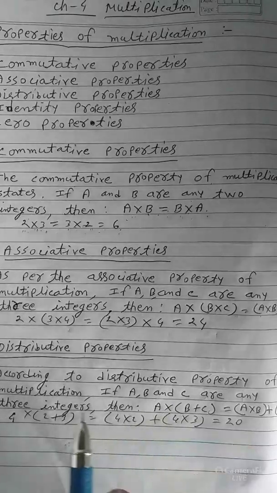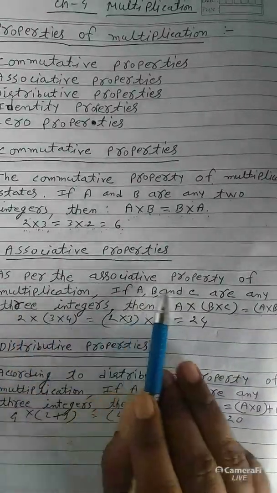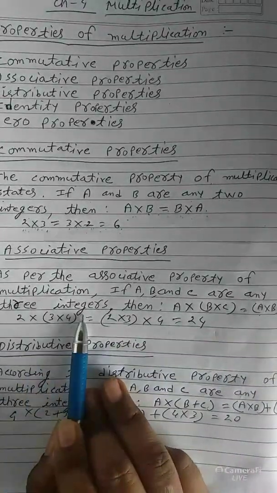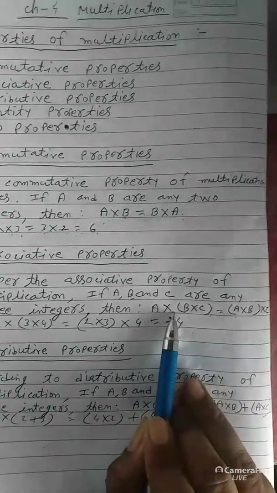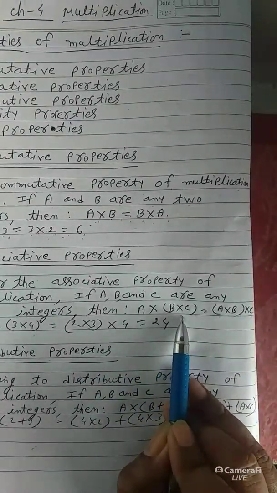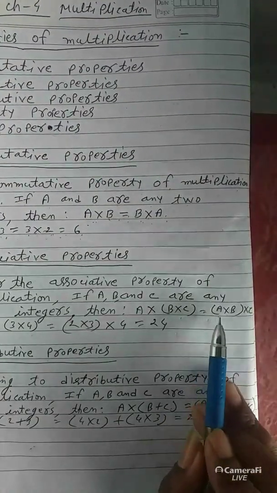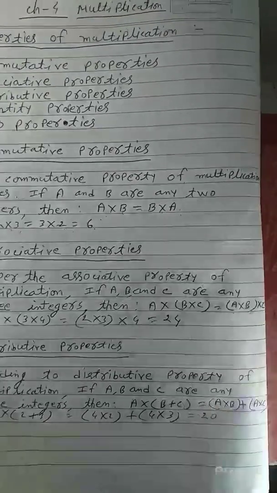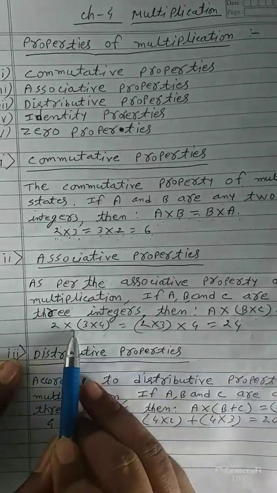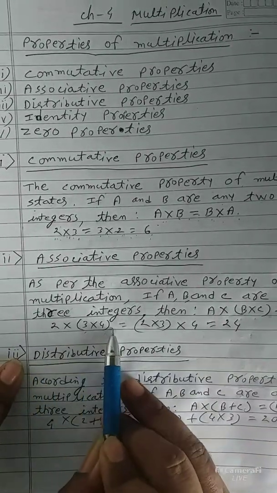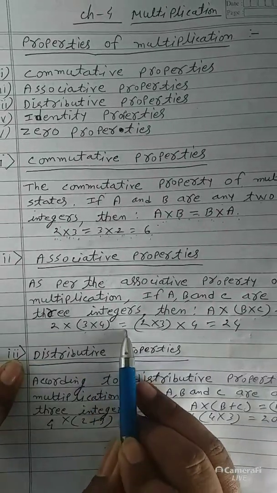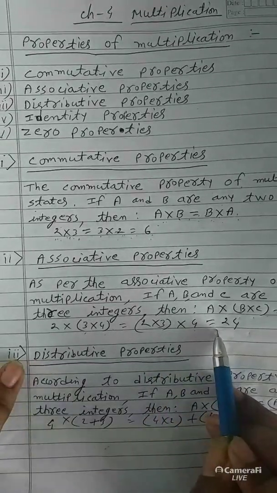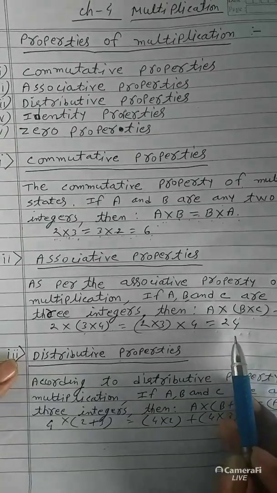Repeat again. Associative property. As per the associative property of multiplication, if A, B and C are any three integers or numbers, then A into (B into C) is equal to (A into B) into C. Number example: 2 into (3 into 4) is equal to (2 into 3) into 4 is equal to 24. This is the associative property.